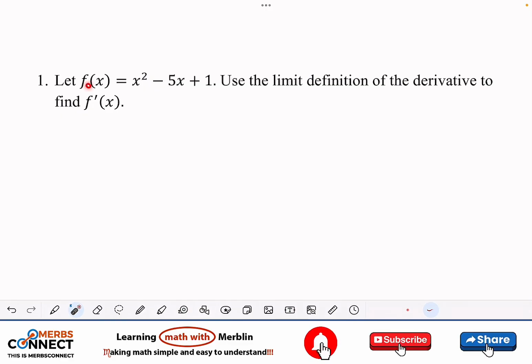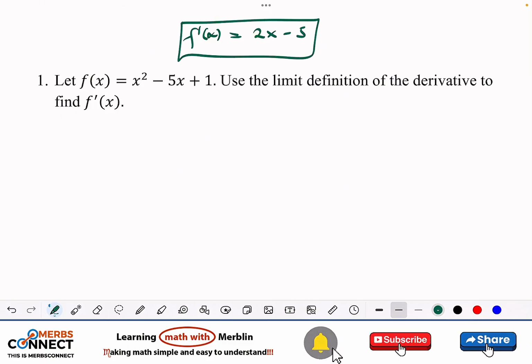So let's start. First, we have a function and we want to use the limit definition to find the derivative, right? But what I'm going to do is just differentiate the function using the power rule. So we are going to have 2x minus 5. I just use the power rule to do this so that at the end of the day, I know that this is what I'm working towards, right?